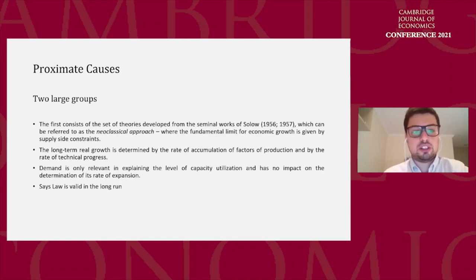Regarding the proximate causes, there are two distinct large groups. The first theories are derived from the works of Solow in 1956 and 57, which is referred to in the literature as the neoclassical approach, where the fundamental limit to economic growth is the supply side constraints. The long-term real growth in these models is determined by the accumulation of factors of production and the rate of technical progress, and then Say's law is valid in the long run.